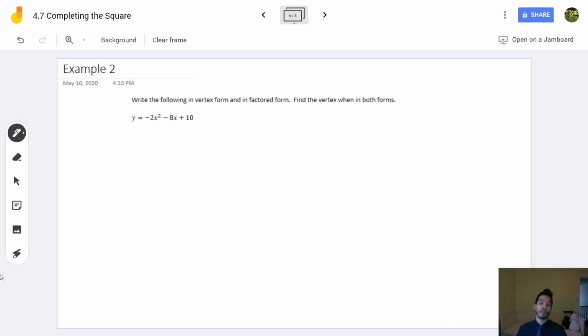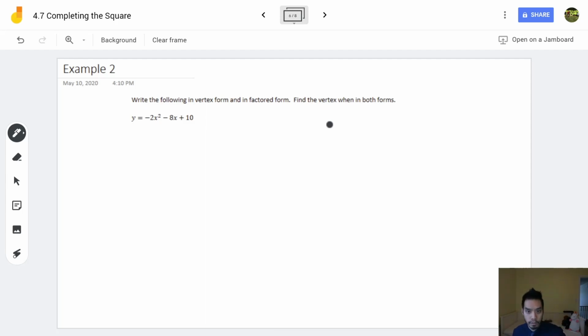Alright, here's example 2 for completing the square. Converting things from standard form to vertex form. So again, this states right here, we have an equation, a relation in standard form, and it says to write the following in vertex form and in factored form. Find the vertex when in both forms.